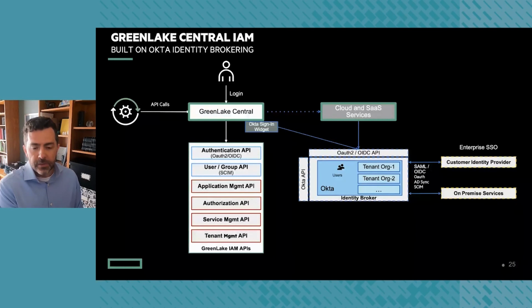The UI IAM console is also supported by HPE GreenLake IAM APIs for a variety of purposes: authentication, user group management, application management, authorization, service management, and tenant management. Now, some of the APIs are directly delegated to Okta, while some of the APIs transparently orchestrate across Okta through a variety of API calls to bring it all together into that seamless experience.